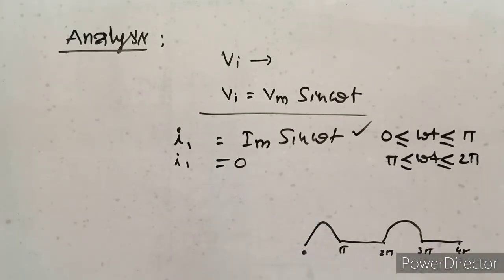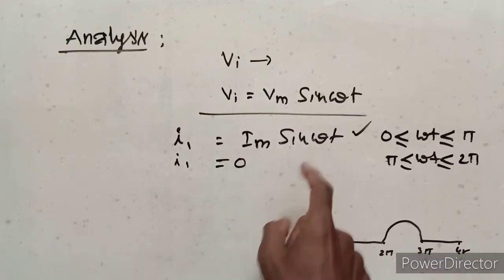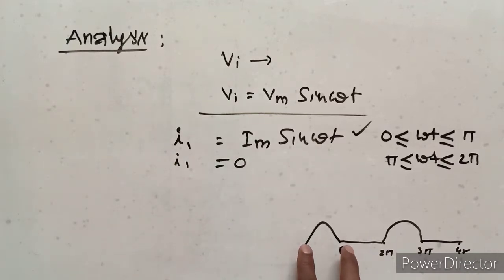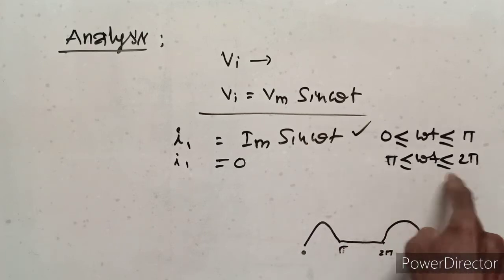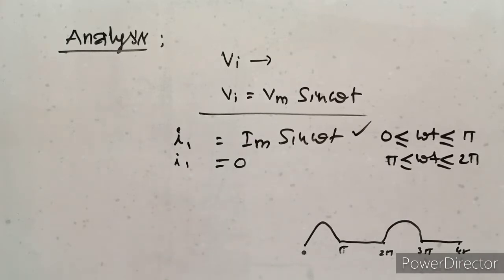This is the one case. The input current equals Im sin omega t. It allows current from 0 to pi, and does not allow current from pi to 2 pi. So I1 equals 0 in that region. In the same way, for the second case, I0 equals 0.